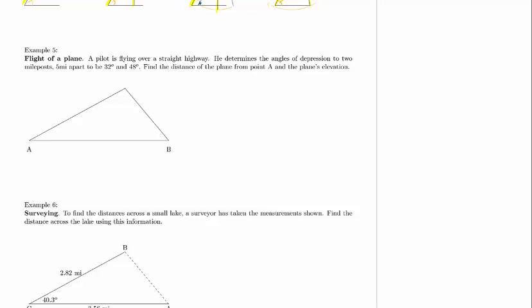So we're going to go ahead and round off the lesson with two examples. We've got example 5, the flight of a plane. We've got a pilot flying over a straight highway. All right, so we've got our pilot up here, up in the air, in his plane. And he determines the angle of depression to two mileposts that are 5 miles apart.